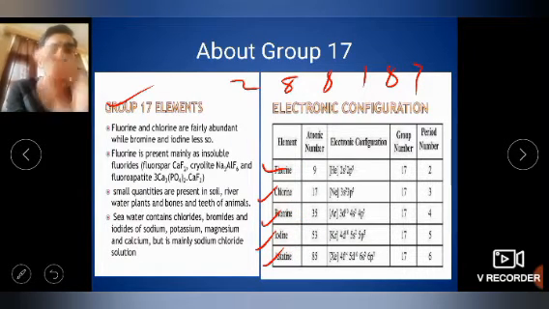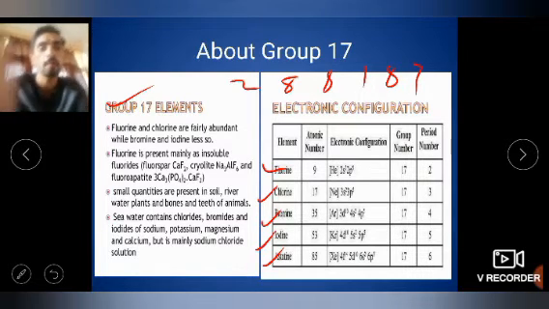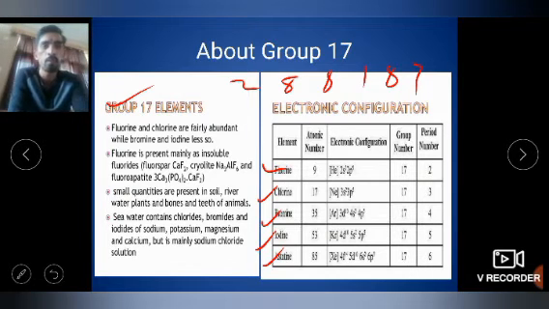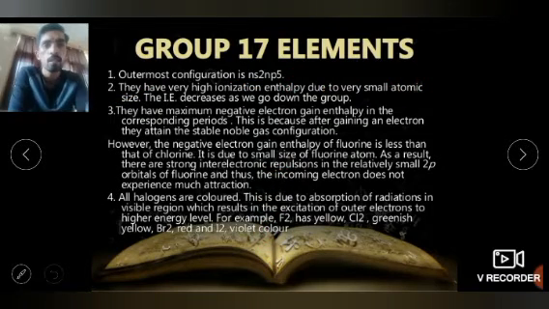The general configuration is ns2 np5, for example 2s2 2p5. So group number 17, periods 2, 3, 4. The group number is the same, the period number can change. Whatever the period number, that will be in the general electronic configuration. So group 17 outermost configuration is ns2 np5. They have very high ionization enthalpy due to very small atomic size, and the ionization enthalpy decreases as we go down the group. And they have maximum negative electron gain enthalpy in the corresponding period.